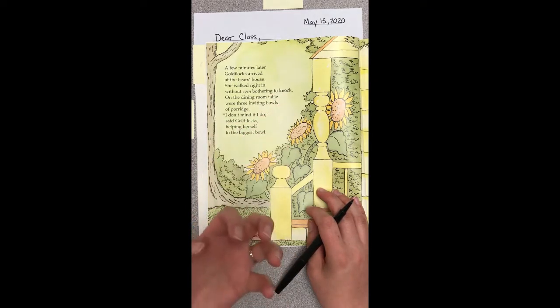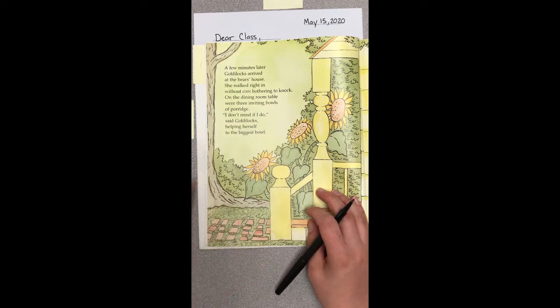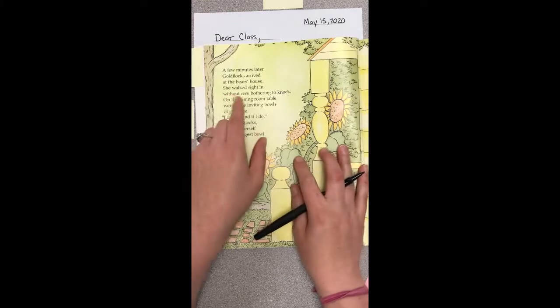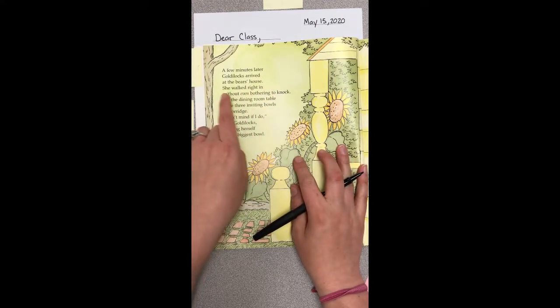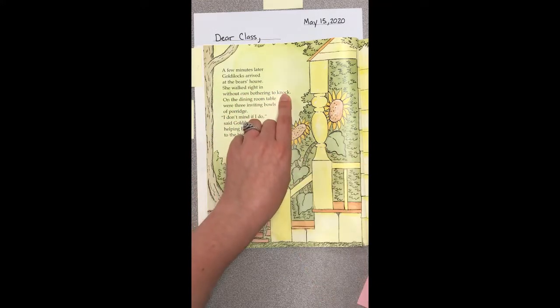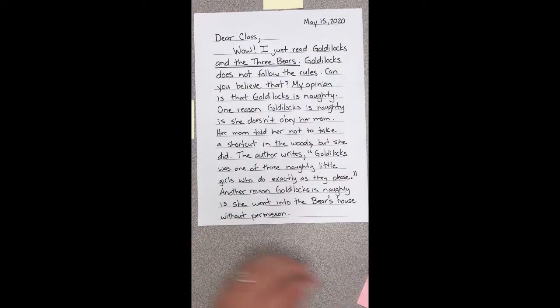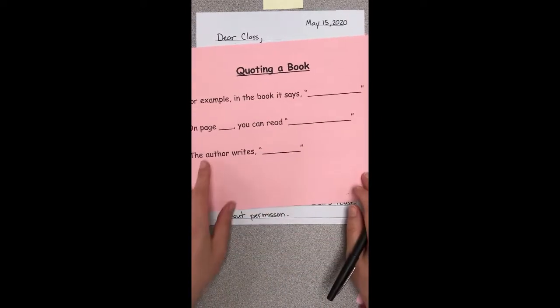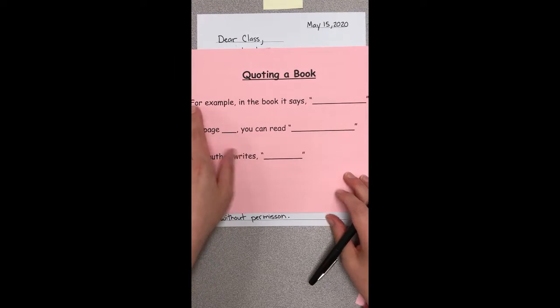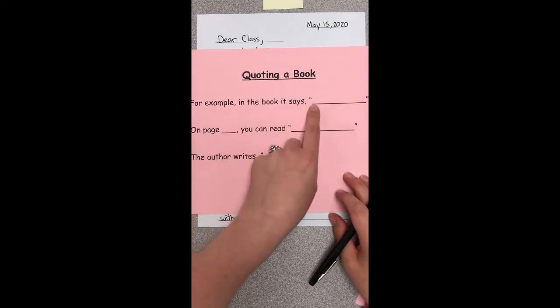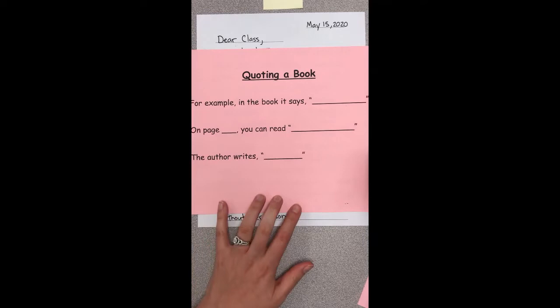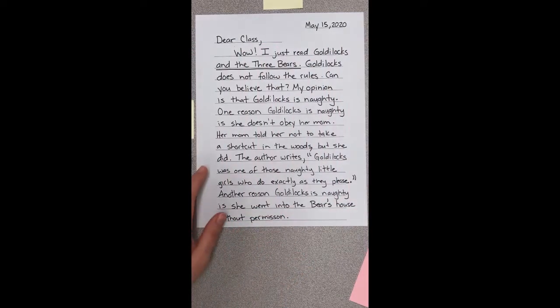Oh, that matches my reasons, because I said she went in without permission, so I can quote this part right here. So I'm going to take these words right out of the book and put them into quotes. She walked right in the house without even bothering to knock. That's convincing my reader that she's naughty. It matches my reason. Okay, so I think for this next one, I did the author writes, so I might try this one. For example, in the book it says, and then write what I just read to you.